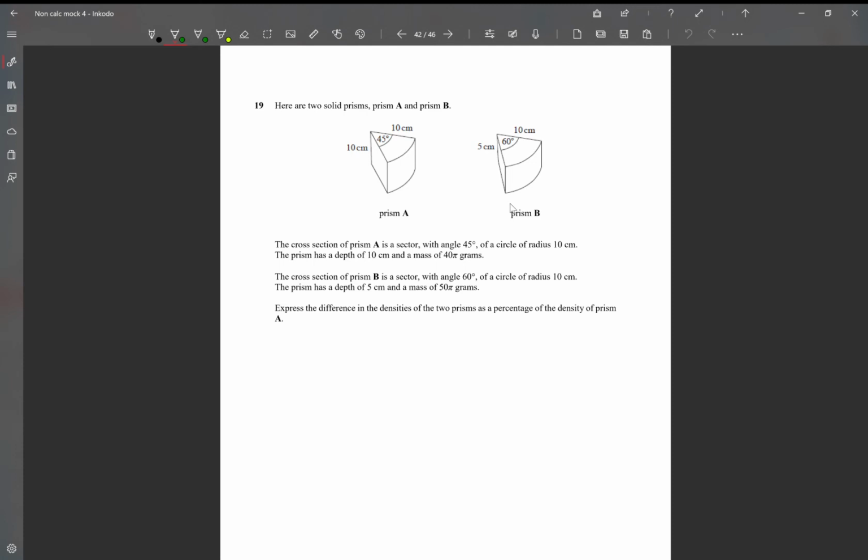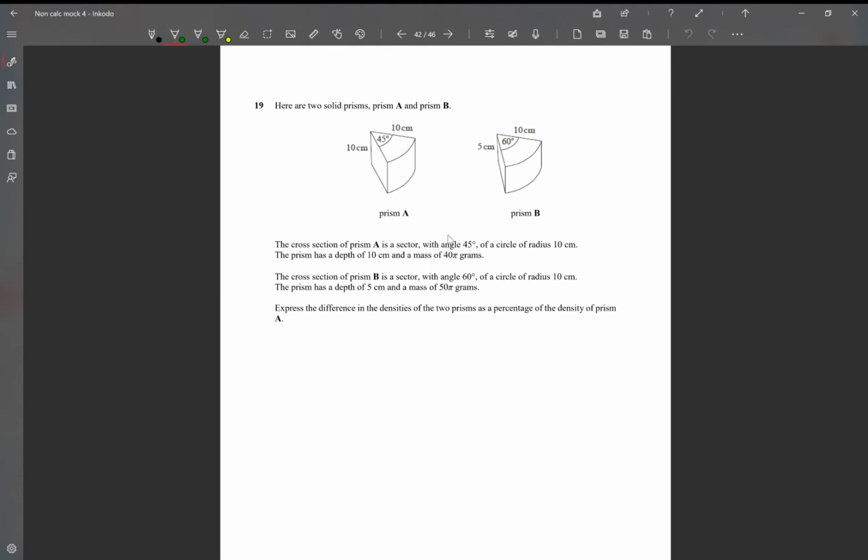Okay, so here we have a question on two solid prisms, A and B, and you can see they're portions of a circle, portions of a cylinder really, because they obviously have this volume here. Okay, so the cross section of prism A is a sector with angle 45 degrees, circle radius 10, depth 10, and a mass of 40 pi grams.